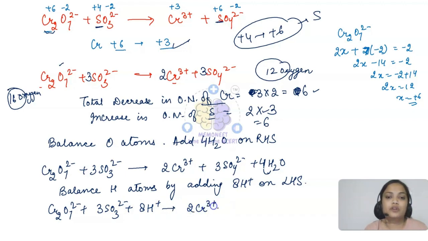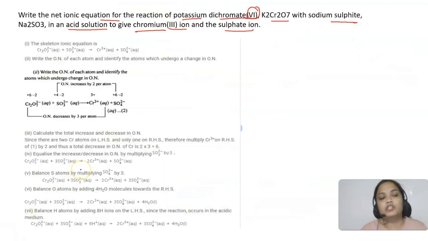So this is going to be the balanced equation now. This is how we have balanced the equation using the oxidation number method. We have written the oxidation numbers first, then calculated the total increase and decrease, and made them equal. Then we balanced the oxygen atoms by adding water, and then the hydrogen atoms by adding hydrogen ions, since the reaction was happening in acidic medium. Clear, students?